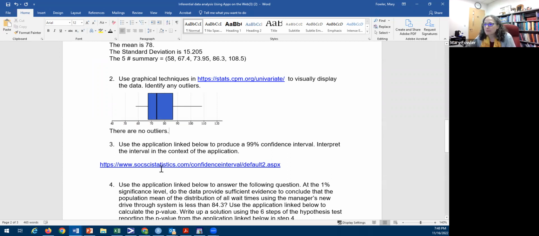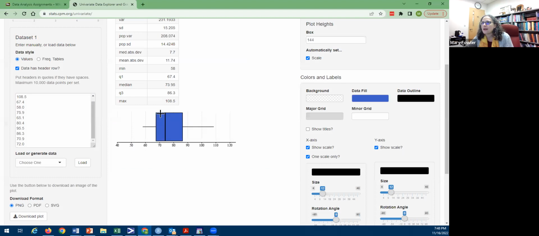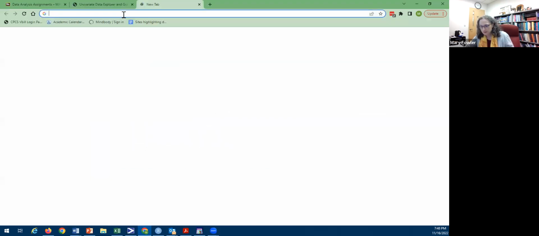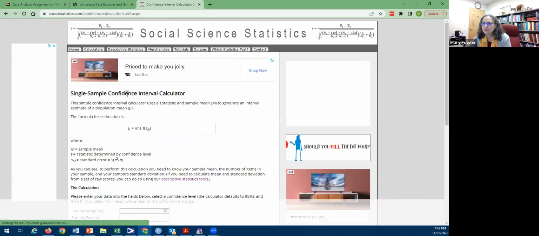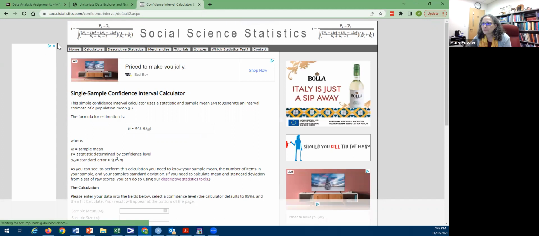Good. So moving on to problem number 3, it says use the application linked below to produce the 99% confidence interval and interpret the interval in the context of the application. So I'm going to go ahead and grab the link. This link is going to bring us over to a different and very useful set of tools here. So this opens up right to the confidence interval calculator.